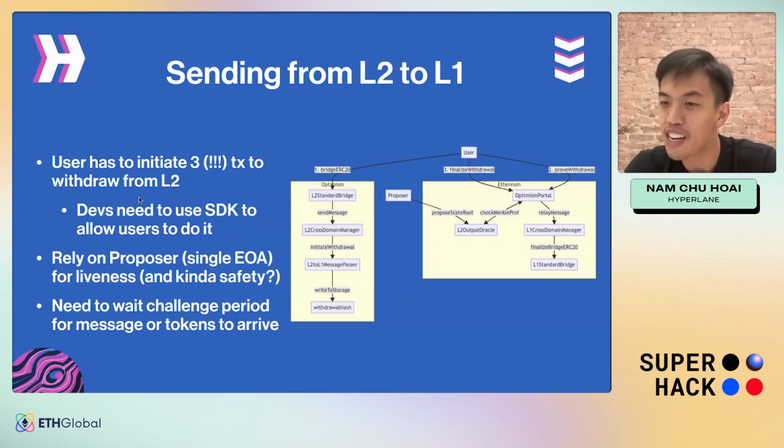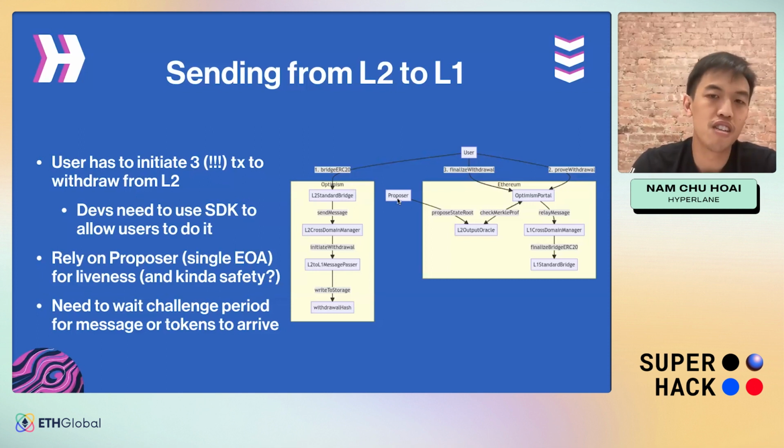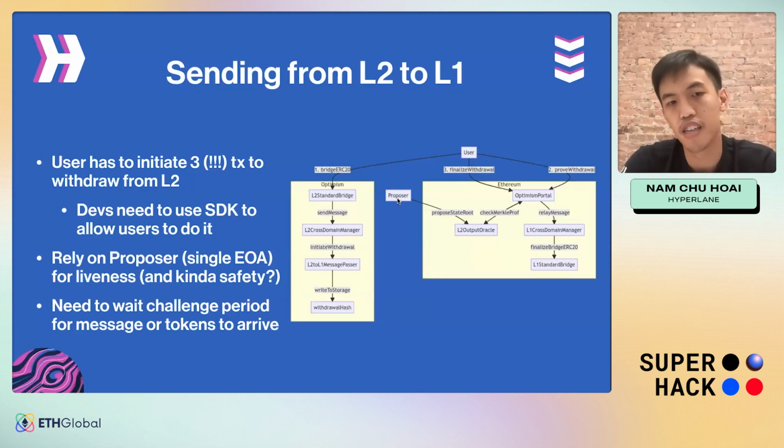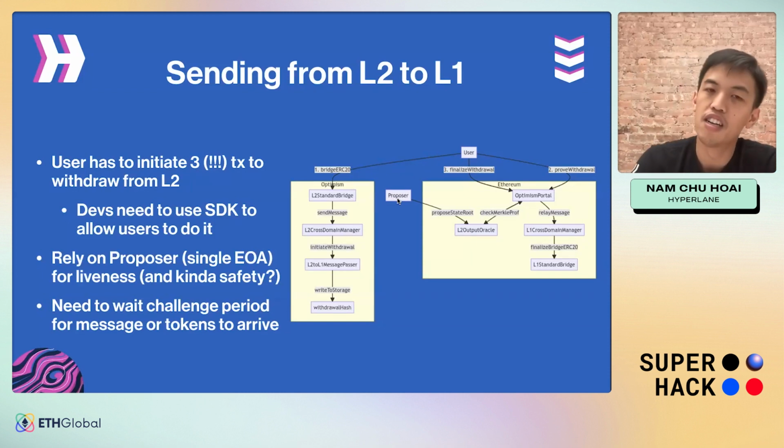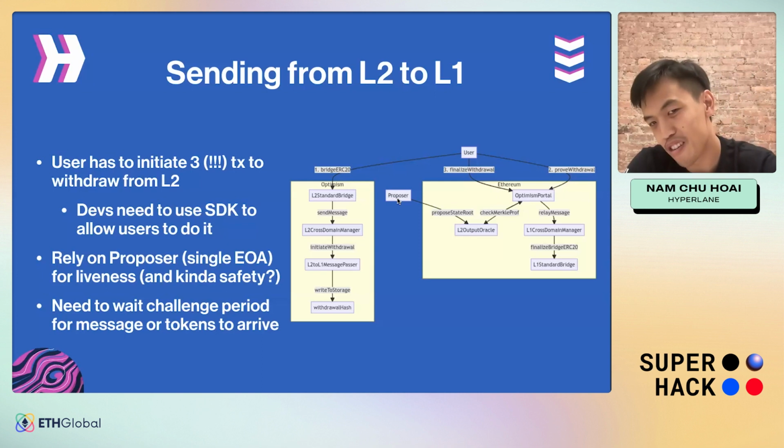Developers have to make UIs and create tooling using the SDK that is provided to allow users to even actually do that, right? It relies on the proposer, usually a single EOA, to actually propose these state roots. And so there are liveness considerations on that. And then probably the biggest thing obviously still is the fact that you have to wait this 7-day challenge period for tokens, but ultimately any message to make the way from L2 to L1. And so yeah, I think that's a pretty rough experience.